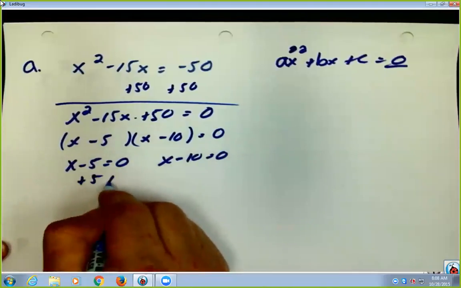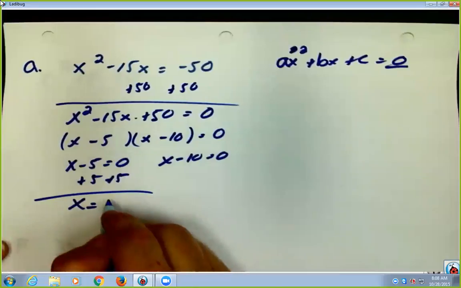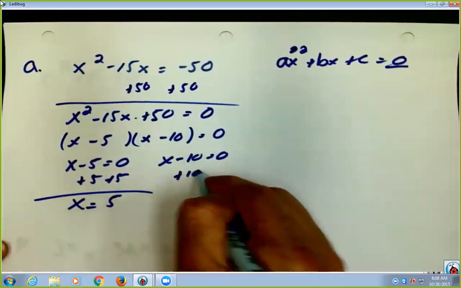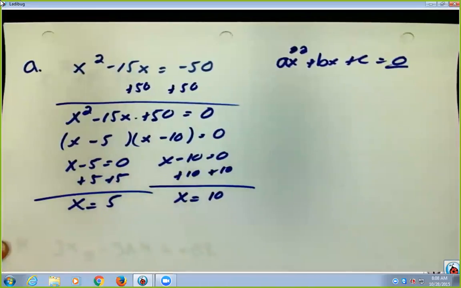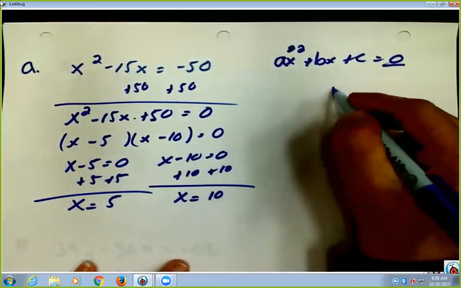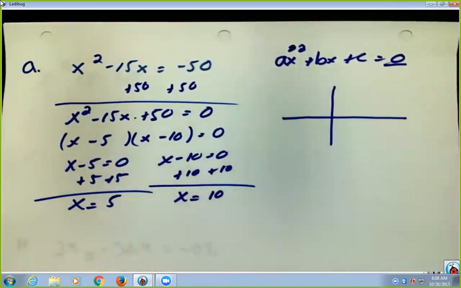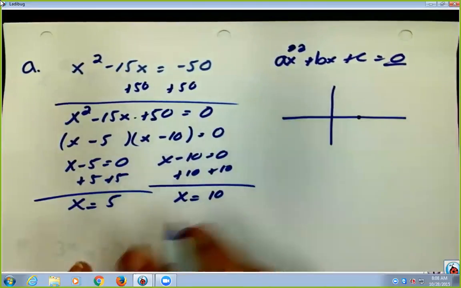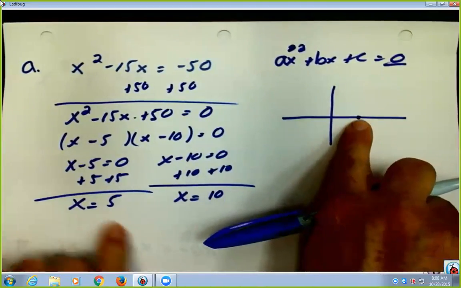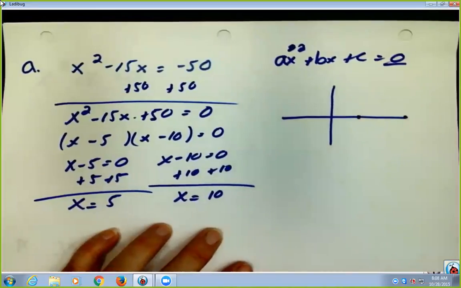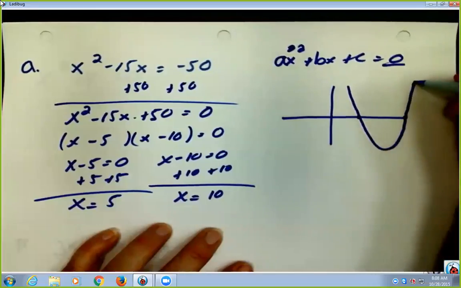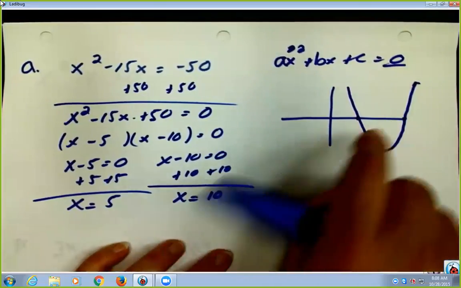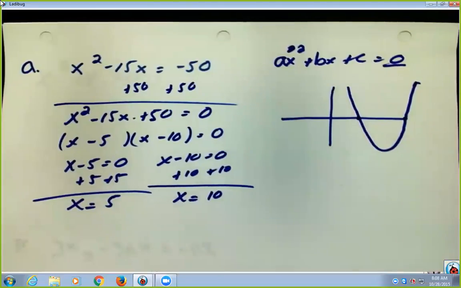So I'm going to add 5, so I find x is equal to 5. Over here I'm going to add 10, and I find that x is equal to 10. So what are these two pieces showing me? If I had a parabola and I was going to graph it, one x-intercept would be at 5. The other x-intercept would be at 10. So this parabola is coming through here, going down, and shooting back up. What we found is where those 2 points cross. So we found x-intercepts.